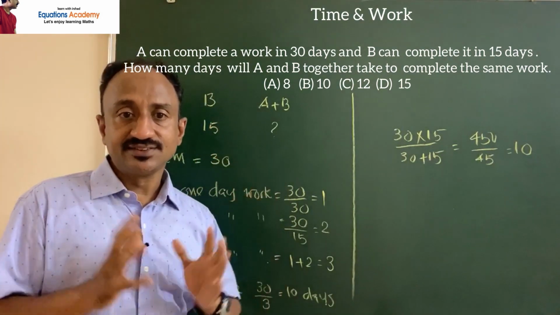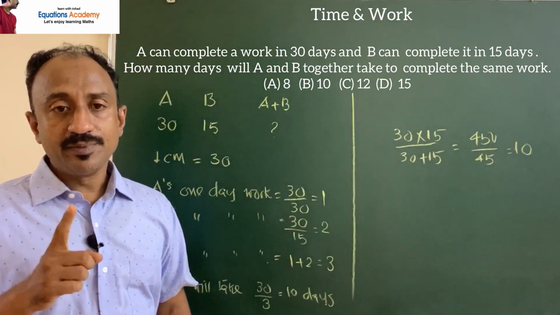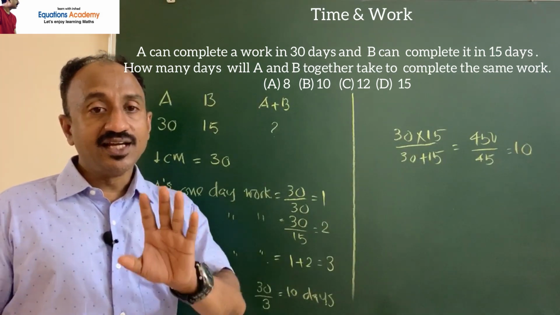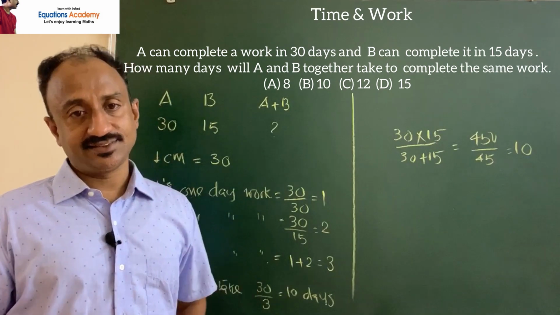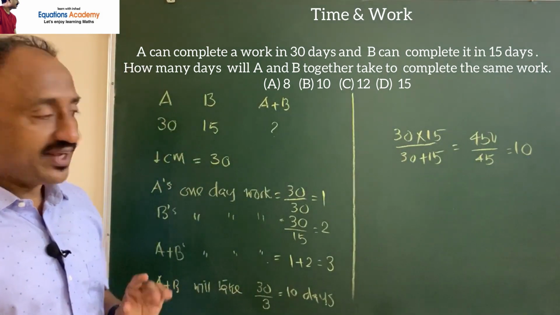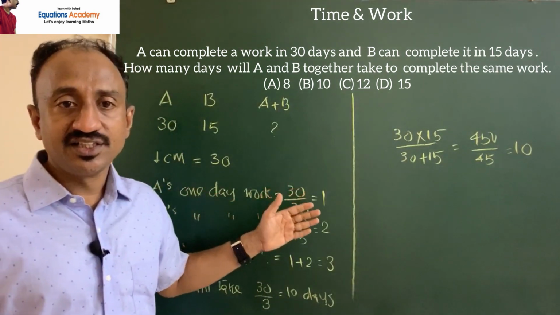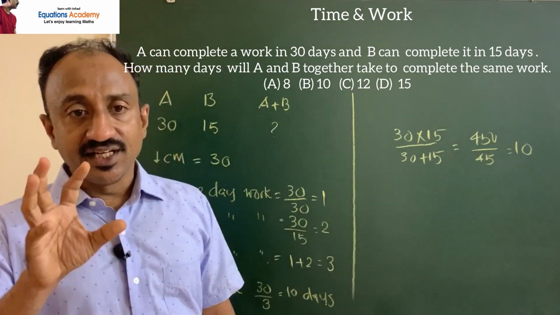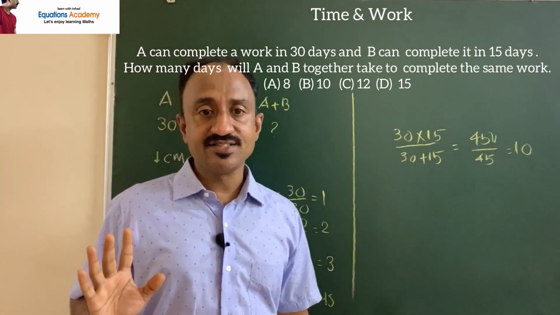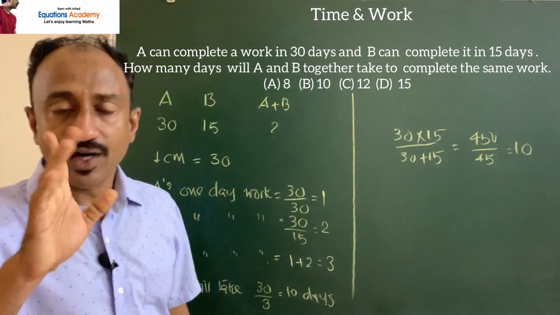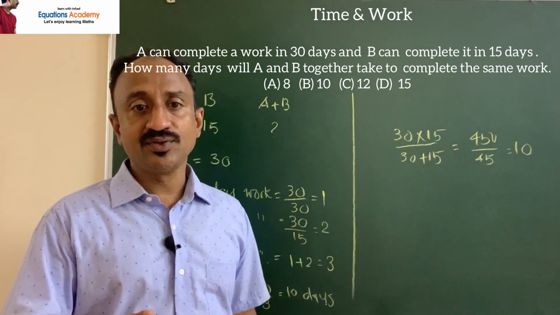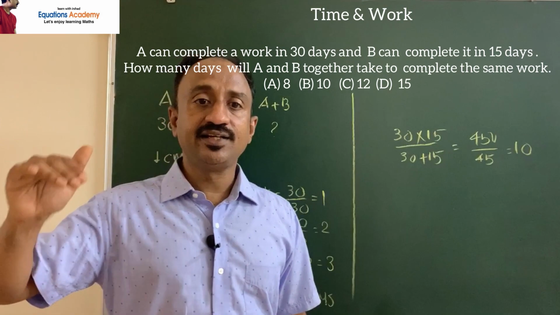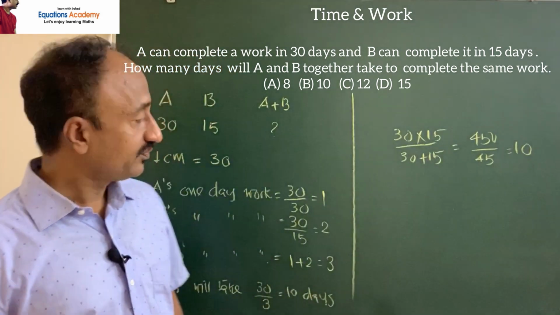If total work is 30, then what will be A's 1 day work? A will complete 30 units of work in 30 days. So A's 1 day work will be 30 divided by 30, which is equal to 1. 1 day work will be 1 unit, 2 days will be 2, 3 days 3, 4 days 4, and so on, then 30 days will be 30 units.